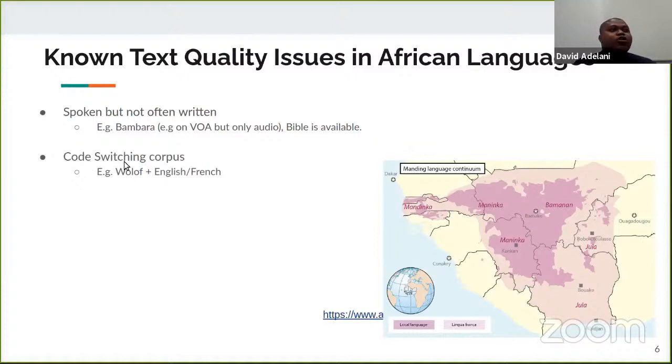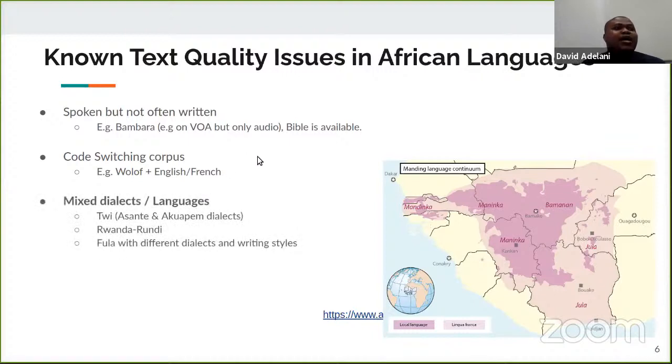So we also have a code-switching corpus. For example, in Senegal, Wolof is probably mixed with French, and in Gambia it is mixed with English. And most people cannot say a complete sentence in Wolof without adding either French or English. This is also a problem.